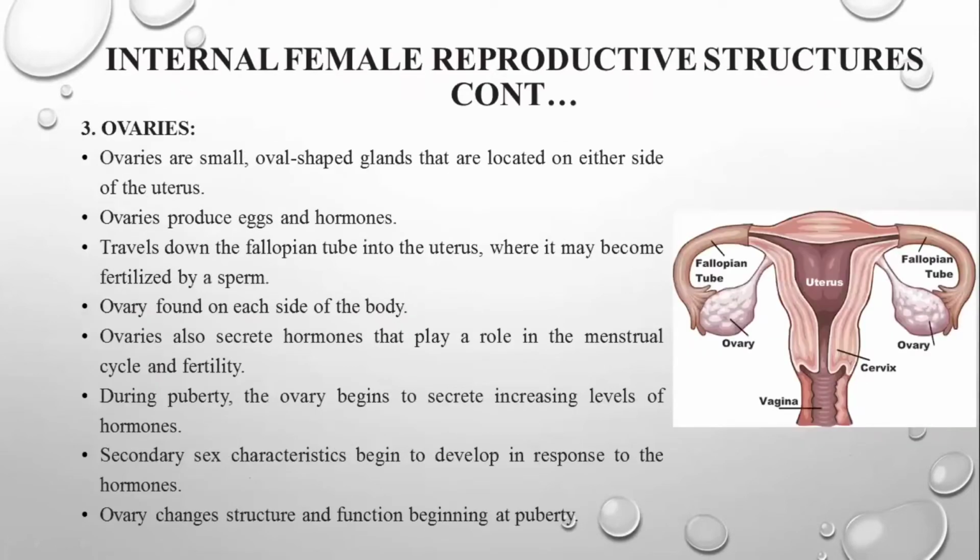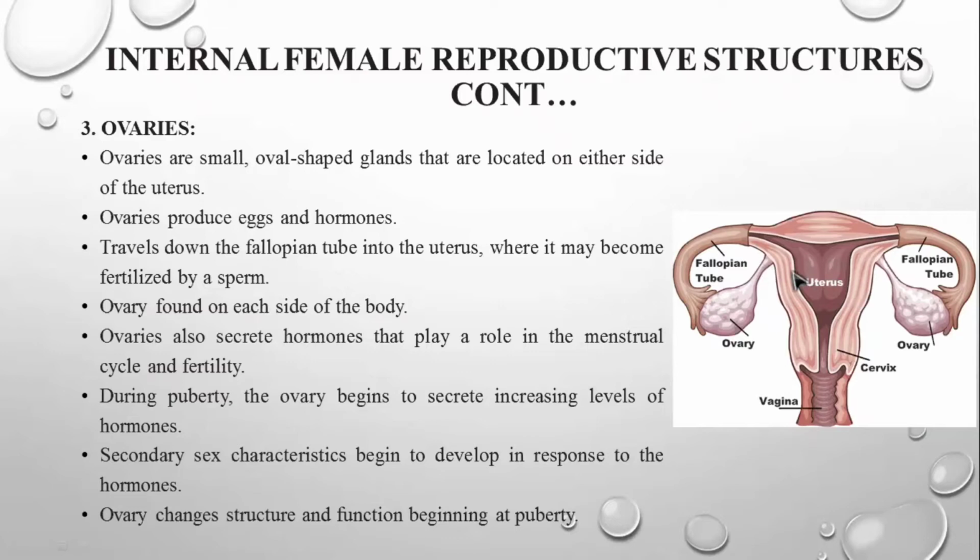The next thing we're going to see is the ovaries, the very important gonads of the female reproductive system. The ovaries are small oval-shaped glands located on either side of the uterus. The ovaries produce the secondary oocyte, or the egg, and some important hormones. The ovum, the secondary oocyte, travels down the fallopian tube into the uterus, where it may become a fertilized egg or zygote by fusing with the sperm, which enters during sexual intercourse.